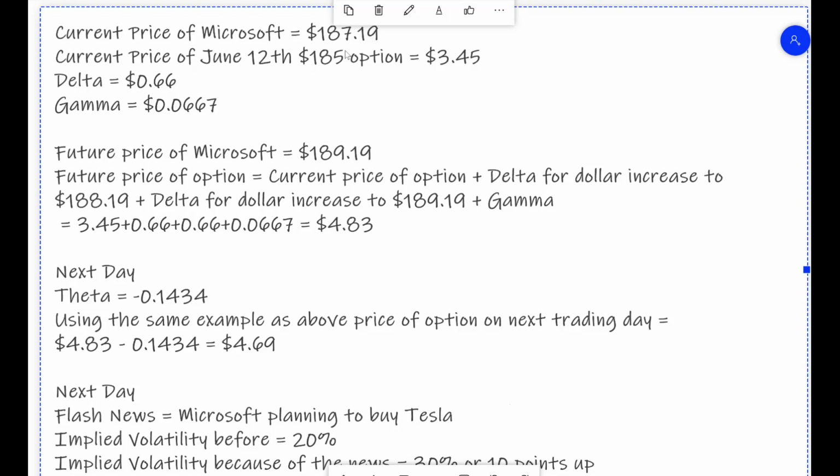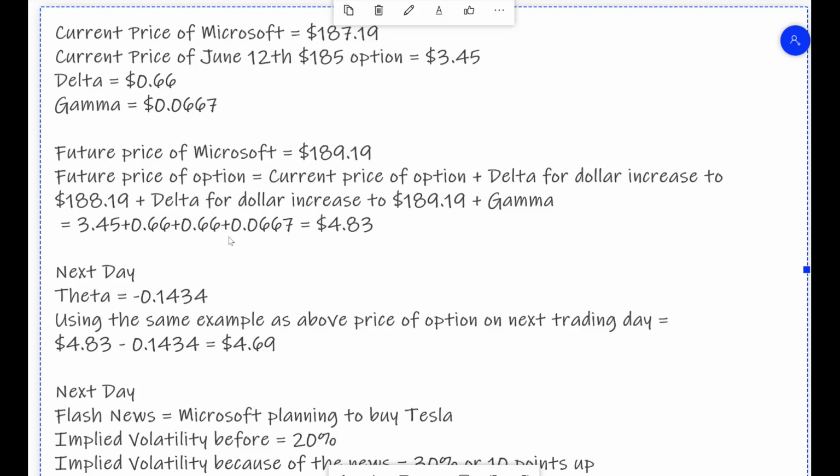Then we discussed gamma. Gamma measures the velocity of the delta. That means it measures the change in delta. The example we used was Microsoft went up by not just $1, $2. So since gamma measures the velocity, all we had to do to find the new price of the option was to add the original option price with delta. So that gave us the price when the option was at $188.19, and for the next dollar increase, you added the gamma again and also the delta. So you get $4.83.